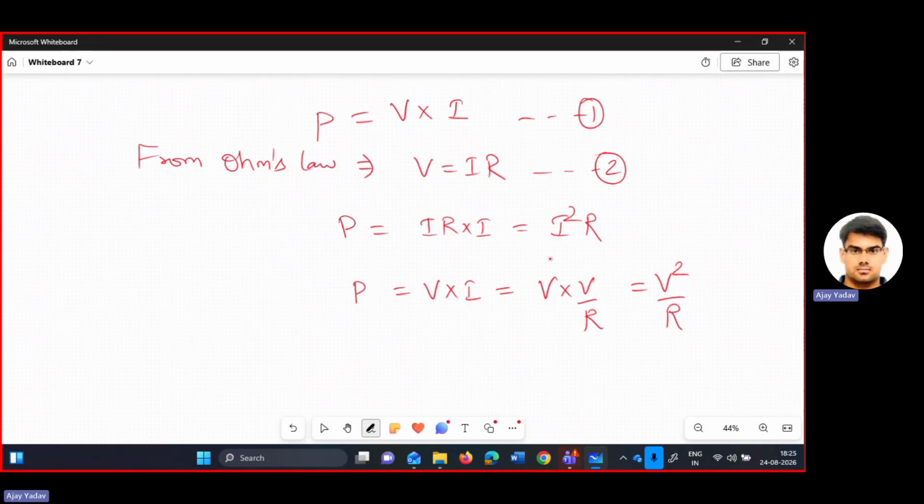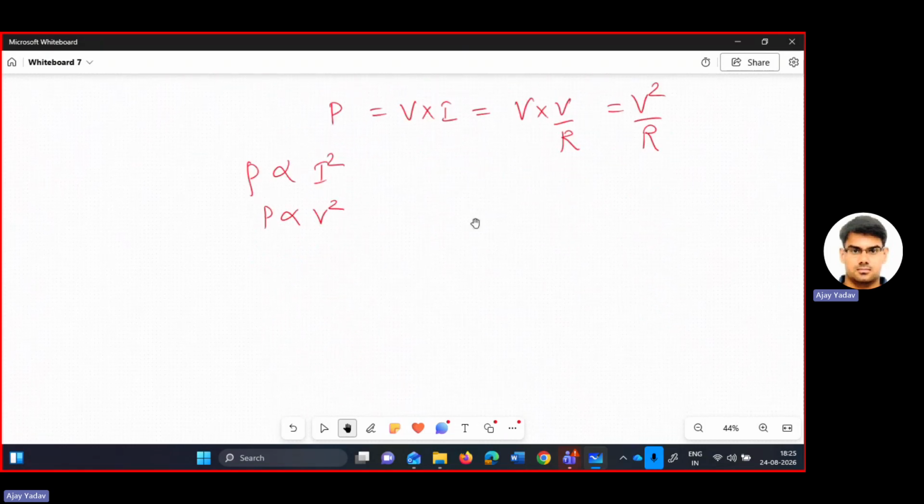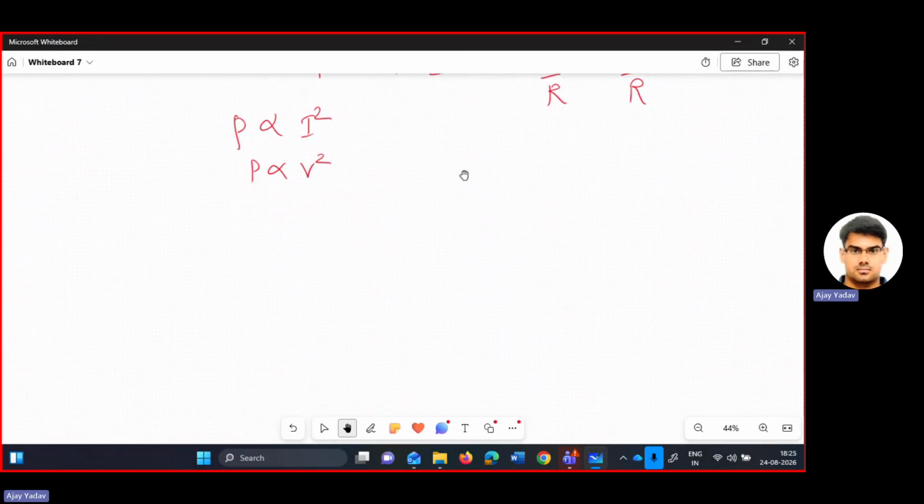So if you see, both current and voltage have a non-linear relation with the power. Here power is directly proportional to the square of the current, and power is directly proportional to the square of the voltage. So you can say that there is a non-linear relationship between the current and the power, and voltage and the power in the circuits.